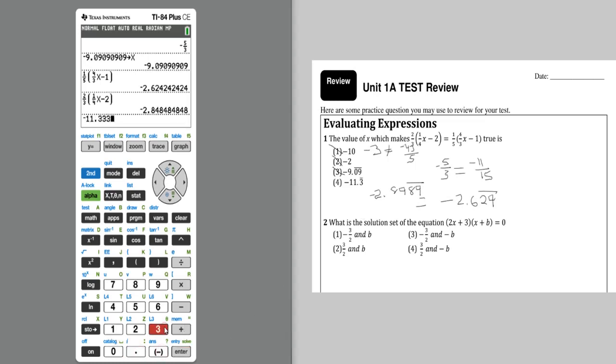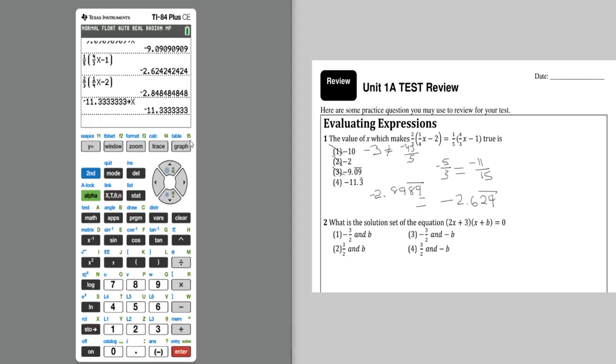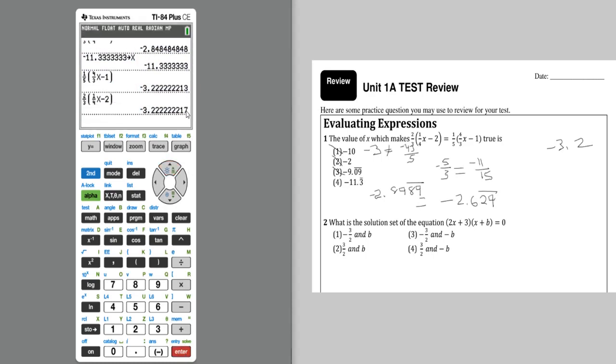-11.3, and the 3 is repeating. So I'm going to hit the 3 a few times. Store that as x. Again, fastest way I found is you just arrow up. So this is the right side of the equation. -3.2, looks like... And I'm going to arrow up here. Oh, they look so close.